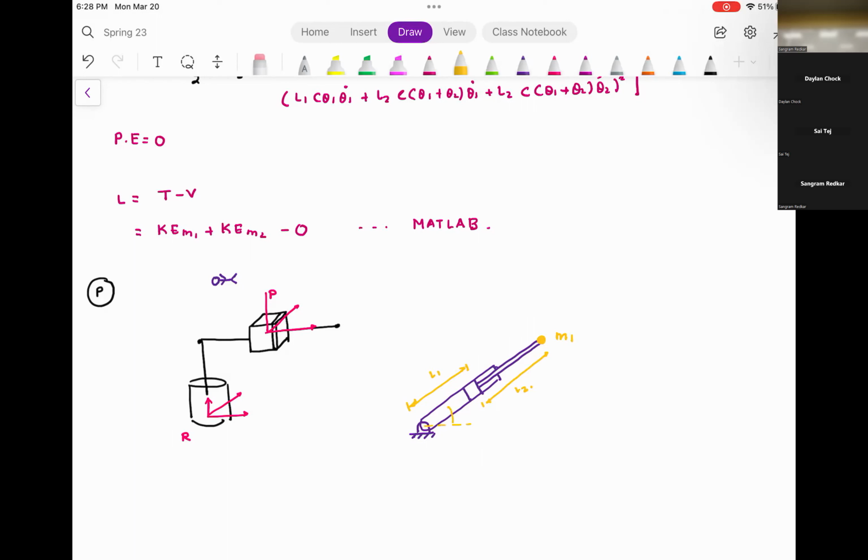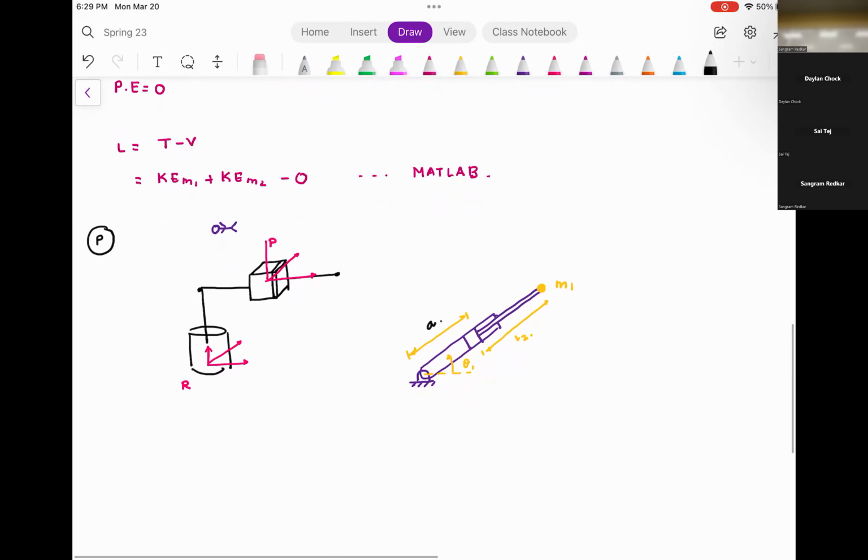One is this theta, and the next one is maybe this L1, or I would call this E. So we have theta and we have E. What we want to do is find the position of the mass, and the position of the mass is going to be, so I'm going to call this Px, Py, and Pz.